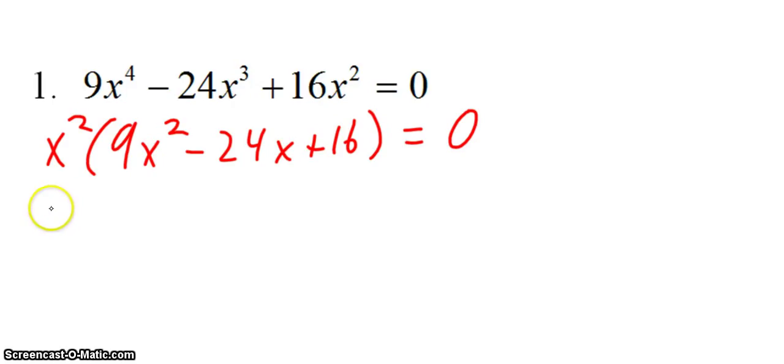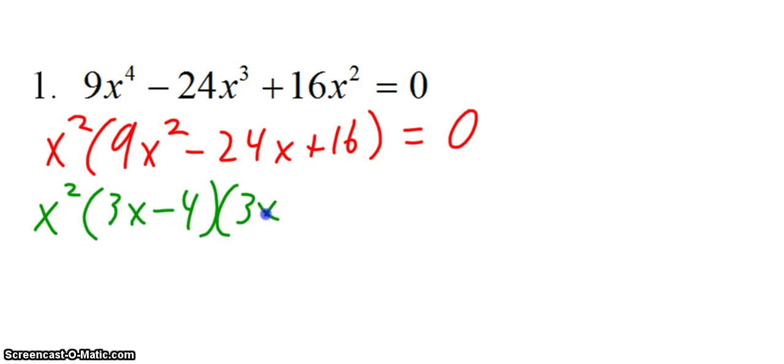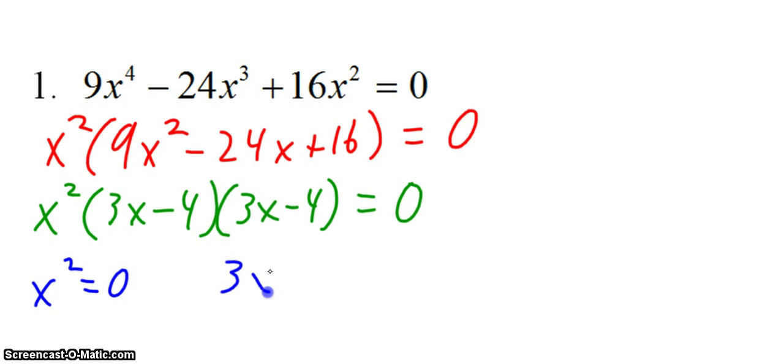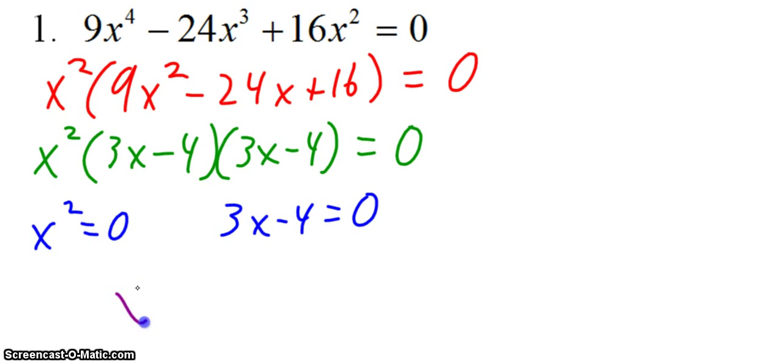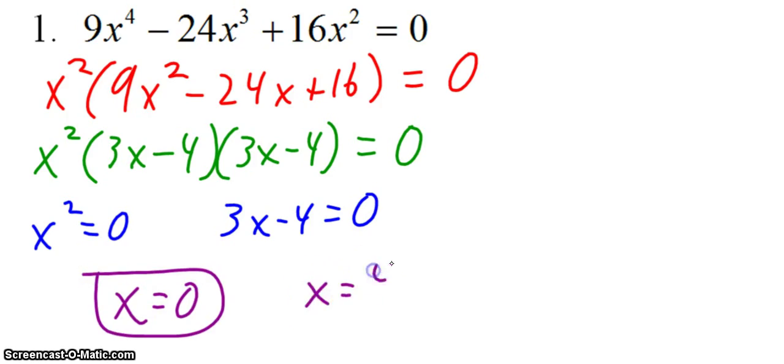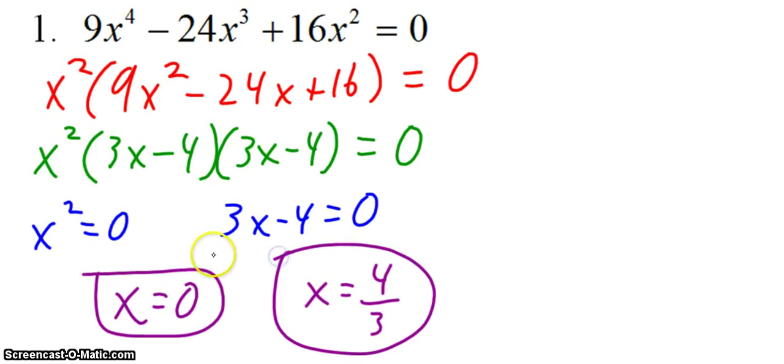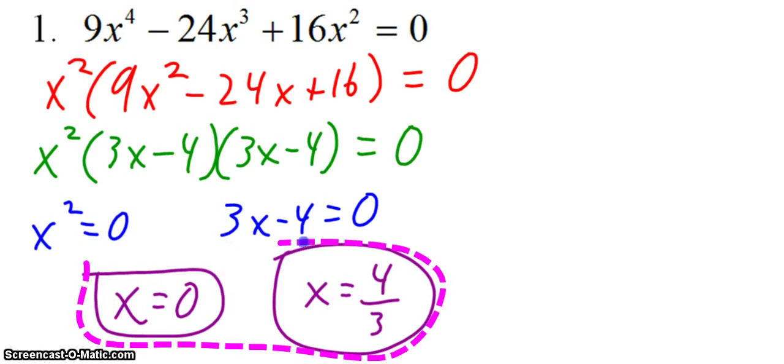In this case, I'm going to do guess and check because I recognize that it is a perfect square trinomial, and I see that it's going to factor into 3x minus 4 times 3x minus 4. Now we just set each factor equal to 0. I don't need to set this equal to 0 twice because I know it's going to give me the same value. And I get x equals 0 and x equals 4/3. Those are my solutions.